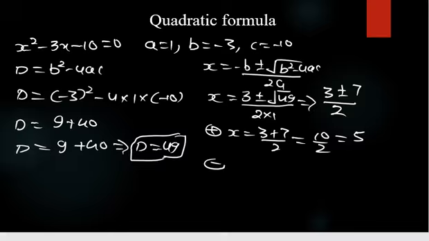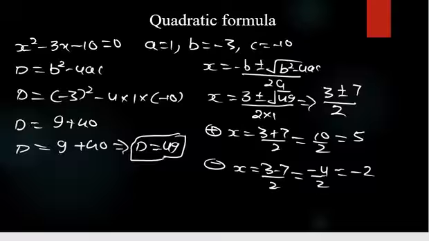And when we take the negative value, we can write x is equal to 3 minus 7 upon 2, or 3 minus 7 is minus 4 by 2, that is minus 2. So we are getting two values of x, that is 5 and minus 2.